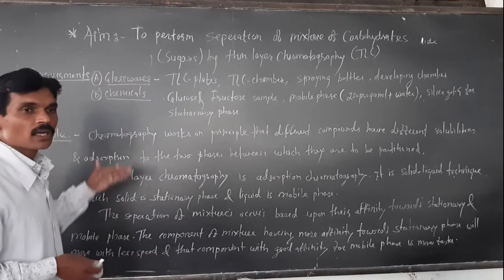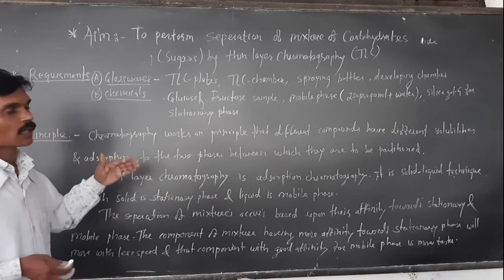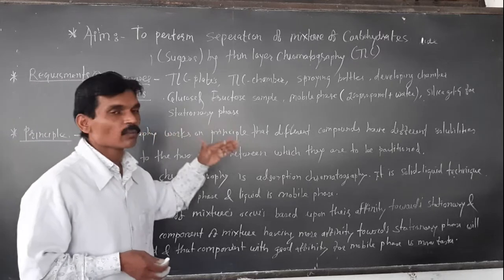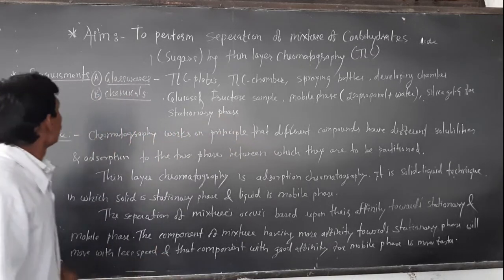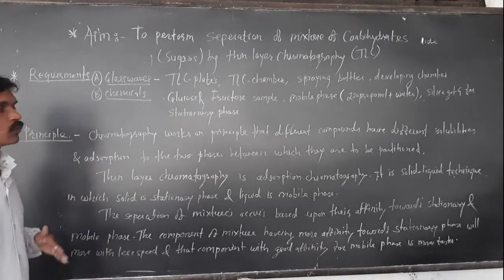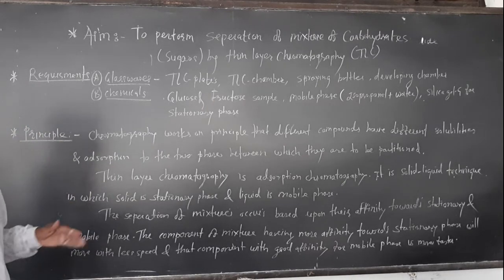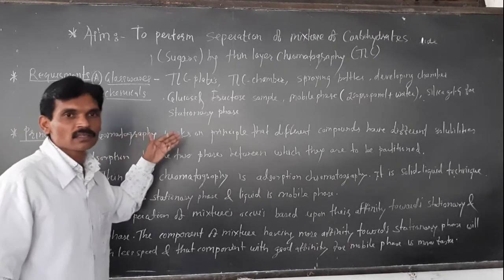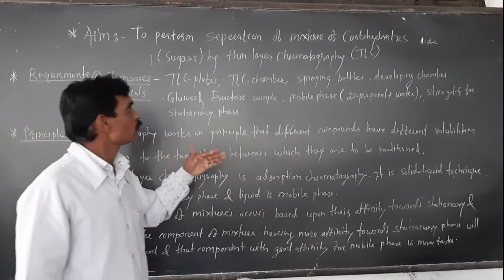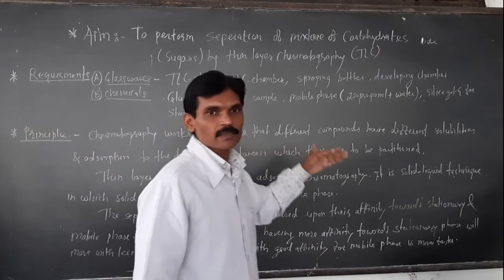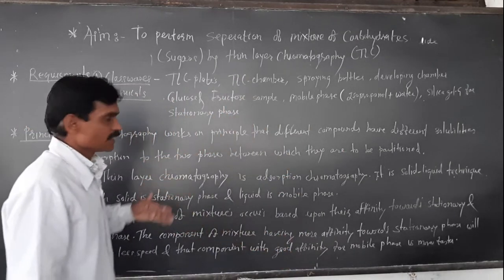So the aim of today's practical is to perform separation of a mixture of carbohydrates or sugars by thin layer chromatography. For today's practical, we require the following: glass plates, thin layer chromatography plates, that is TLC plates, a TLC chamber, a spraying bottle, a developing chamber or glass slides.